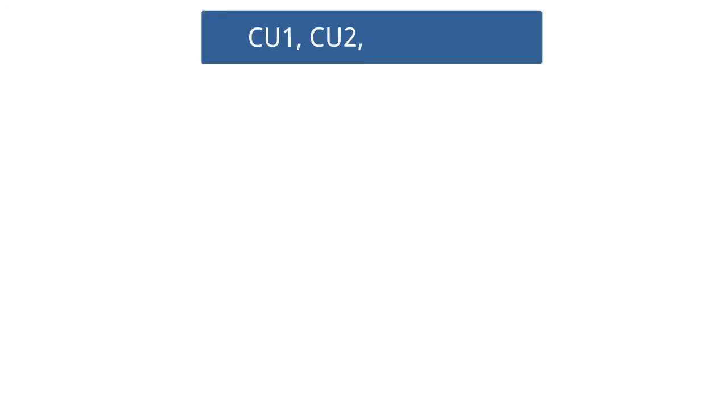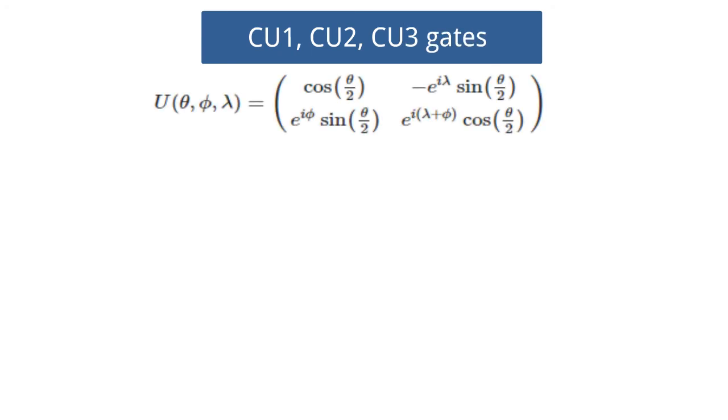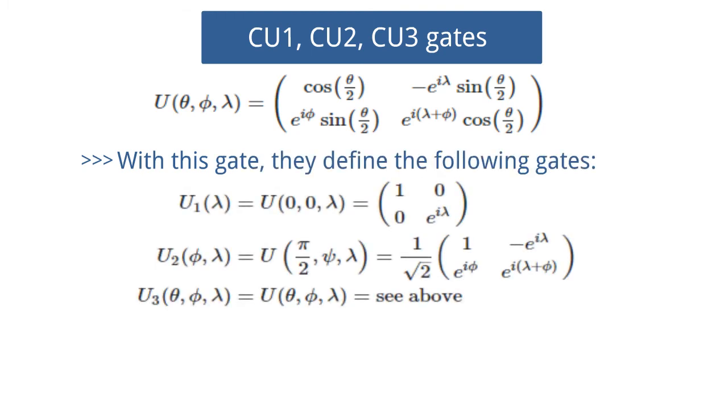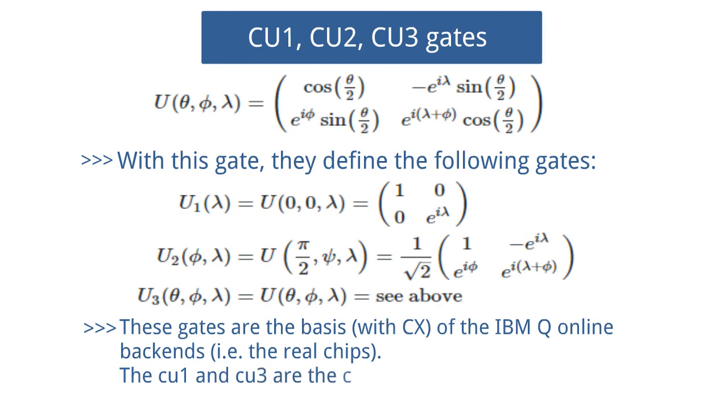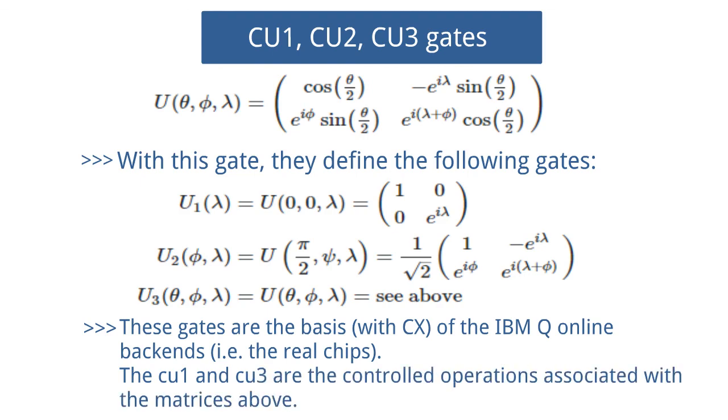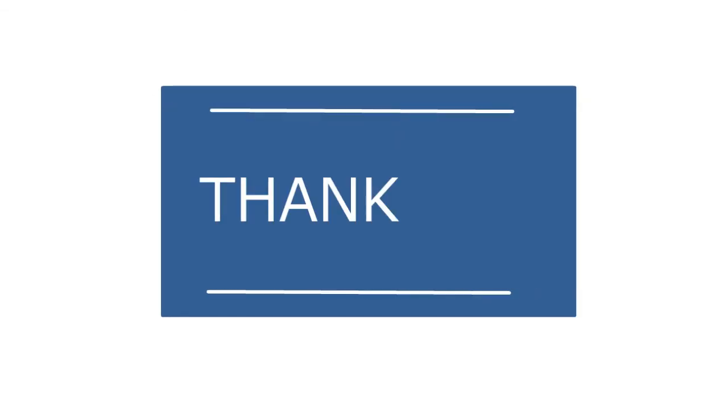CU1, CU2, CU3 gates. Here is the matrix of the U gate. With this gate, they define the following gates. These gates are the basis, with CX, of the IBM Q online back ends, that is the real chips. The CU1 and CU3 are the controlled operations associated with the matrices above. That's all for today. Thank you.